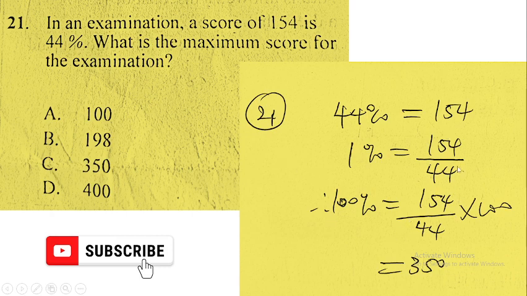So if 1% of the score is 154 over 44, then we can find 100% of the score. That will be 1 multiplied by 100. So 154 over 44 times 100. If you simplify that further, that will give us 350. So the maximum score is 350, and that's option C.